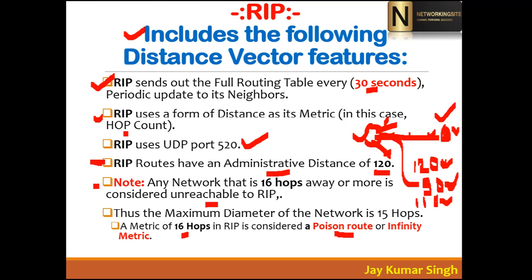Normally in the network, the routers advertise that the network is a poison route or infinity metric. So whenever you receive any message regarding a poison route or infinity metric, it means that network is not reachable.